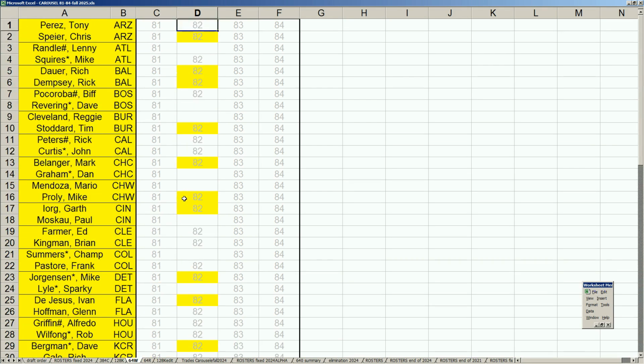In 82, there actually are guys who were put on waivers in 80, struggled in 81, and returned to form in 82, including previously mentioned Chris Spire, Rich Dower, Rick Dempsey, Tim Stoddard, Belanger, Proley, Garth Orge. All these highlighted players have draftable cards, whereas their cards really aren't that good the year prior. That's what that indication says.